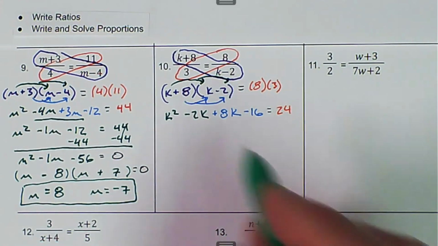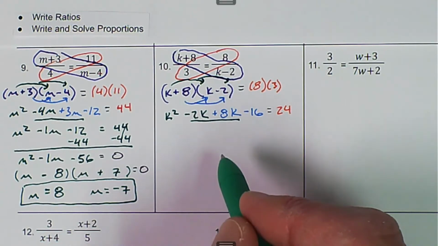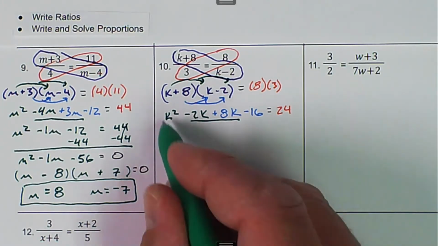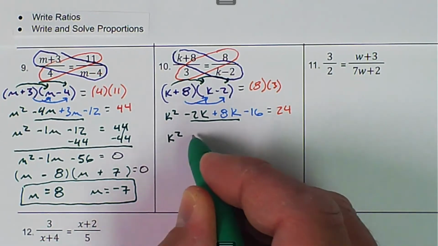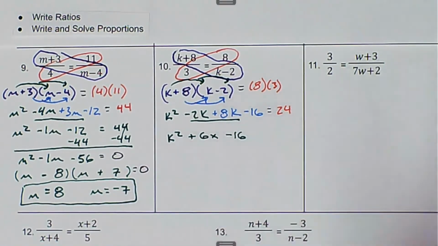Again, we have like terms. We have a negative 2k and a positive 8k, and those two add together to get positive 6k. So k squared comes down, plus 6k minus 16, and that is still equal to 24.